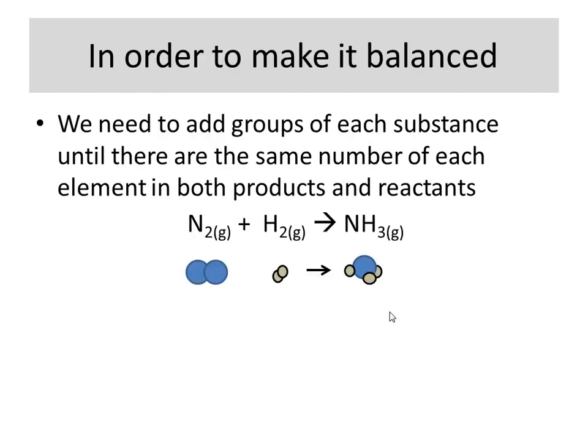So, in order to make a balanced equation, we need to add groups of each substance until we have the same number of each element in the products and reactants. Don't write anything down yet. Look up here. Everybody look up here. Eyes up here.